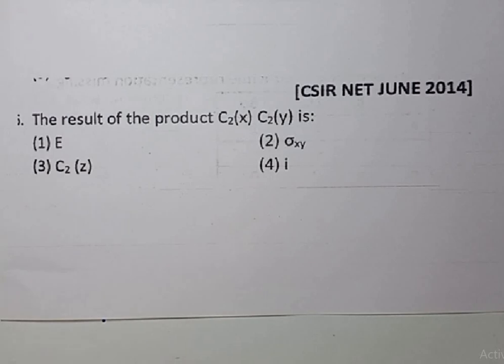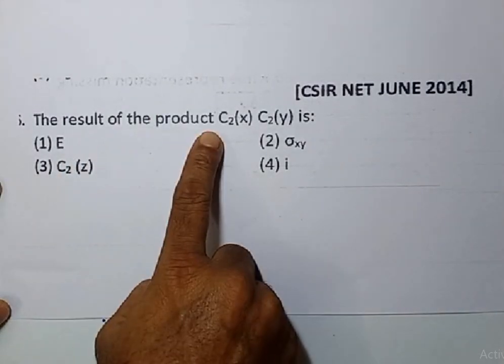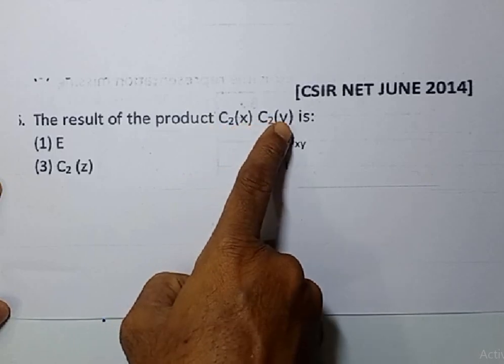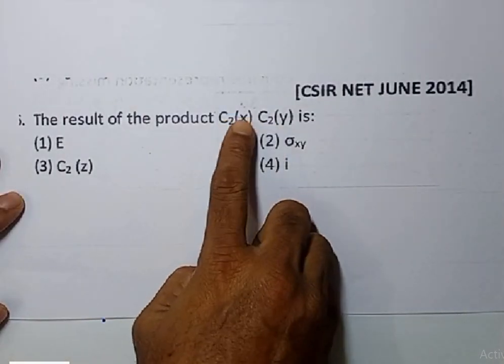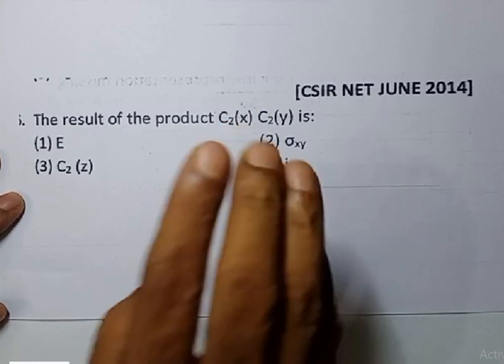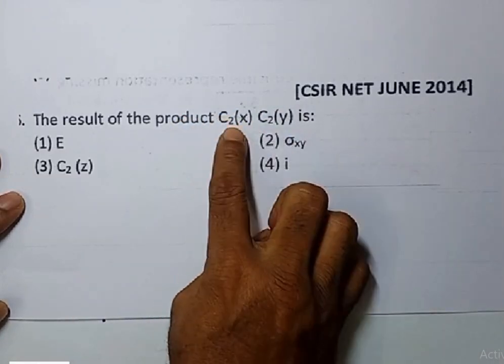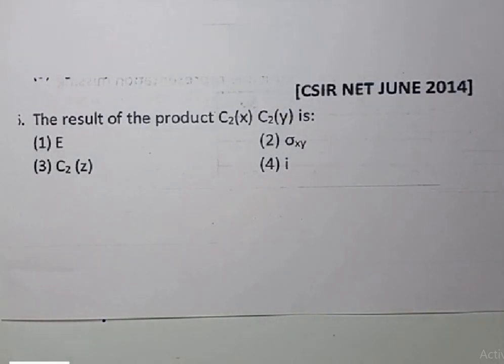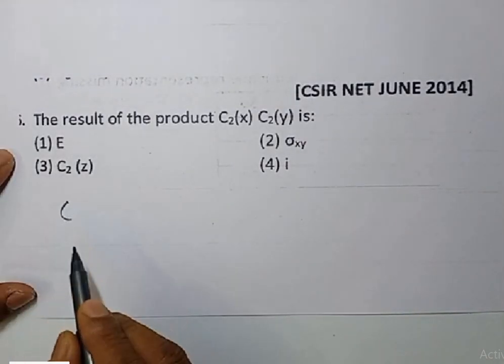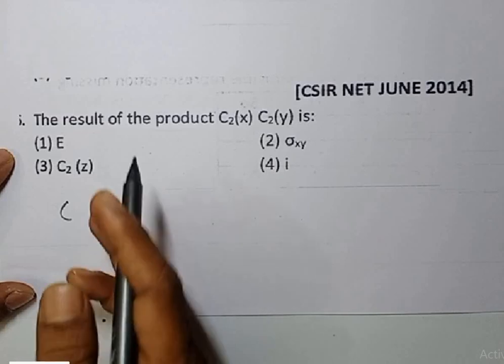See, this question appeared in 2014 June. The result of the product C2X into C2Y is? Okay, they are asking the result of the product. Listen, C2 operations are given here. Whenever C2 is given, only C2, right? This is C2, this is also C2.